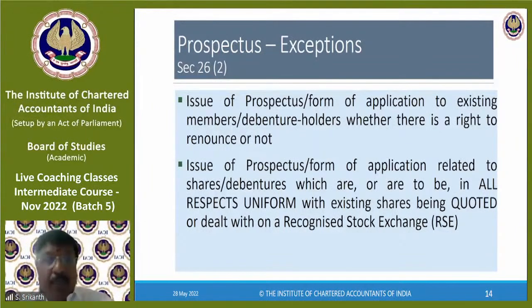Second exception. You are a listed company. Your shares are being quoted or dealt with on a recognized stock exchange. You are now issuing a prospectus for shares or debentures which are in all respects uniform with the existing shares, already quoted shares and debentures on a stock exchange. You are issuing an FPO, a further public offer, to the public. Now, in that situation also, Section 26 will not apply.